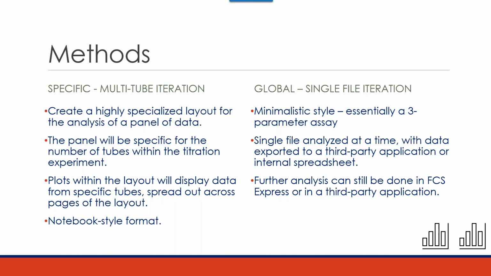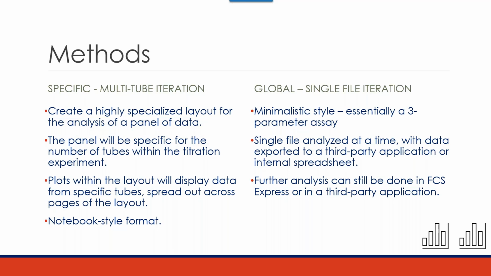This will allow you to create a highly specialized layout for the analysis of that group of data. The idea is that we attach a panel. That panel is specific to the number of tubes that you have in that titration experiment. So whether it's 5, 6, 7, or maybe you want to create something a little more elaborate where you have more tubes in your panel, then you can use this layout as a starting point to modify it to get the analysis that you're looking for with your specific titration data, okay?